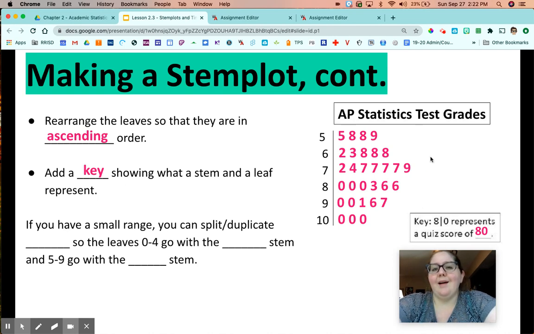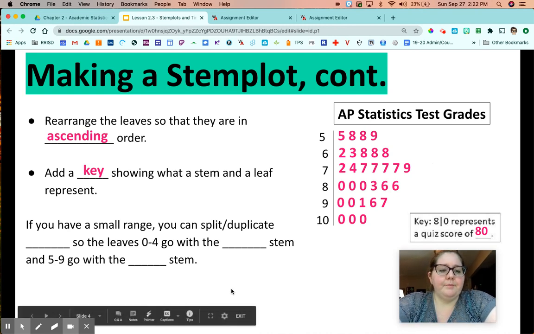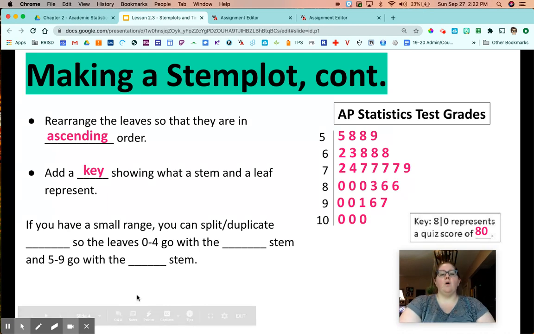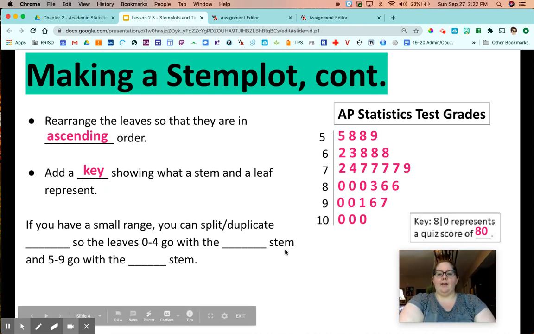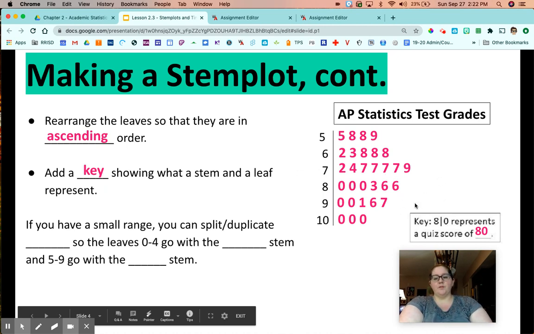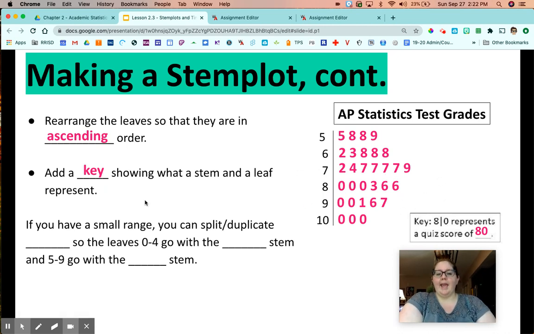And then we always want to have some kind of title on a graph. I didn't put that on your notes, but it's a good idea to always put a title on a graph. Another thing to know is if you have an even smaller range, so this is going from 50s to 100s, but if we had a smaller range, maybe we only had quiz scores from like 70 to 90, that would create a really small area of our stem plot, and it may not be a very useful graph.